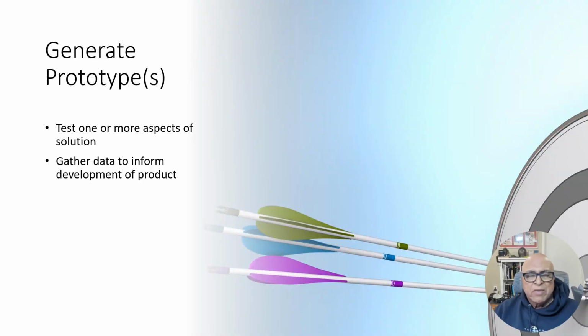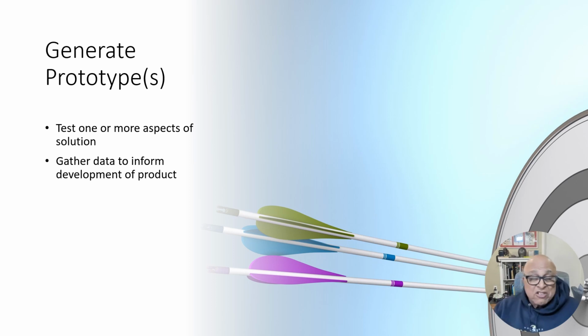Now, once you've come up with your solution to the problem you're trying to solve, the next step is to generate a prototype or prototypes and test the prototypes that will give you an idea about the workability of that solution. So you want to test one or more aspects of the solution. Now, a prototype isn't necessarily a complete product. It often isn't a complete product.